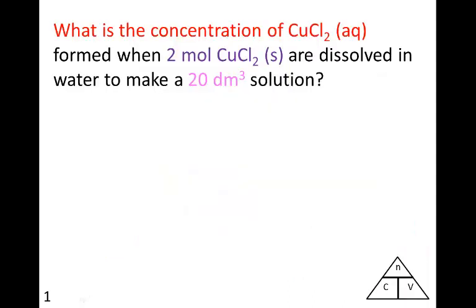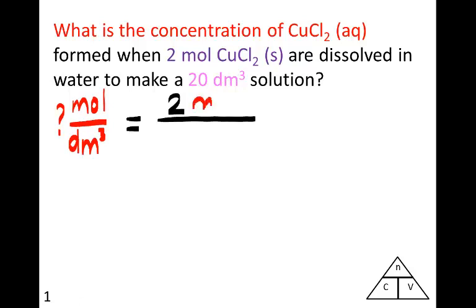What is the concentration of copper chloride solution formed when 2 moles of copper chloride solid are dissolved in water to make a 20 decimeter cubed solution? Try to answer this yourself first. Let's answer this in 2 ways. One, we are guided by the units, and two, we use the equation. So first of all, let's be guided by the units. What is the concentration? In other words, how many molar? Molar is mole per decimeter cubed. It is formed when we dissolve 2 mole of copper chloride in water to make a 20 decimeter cubed solution.